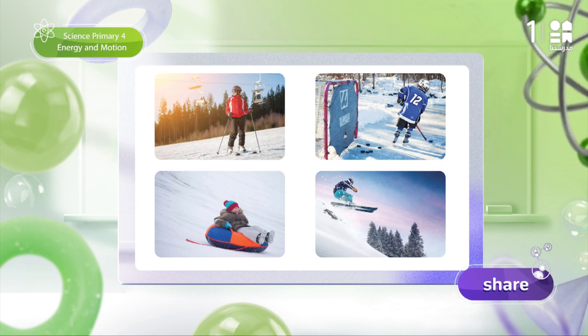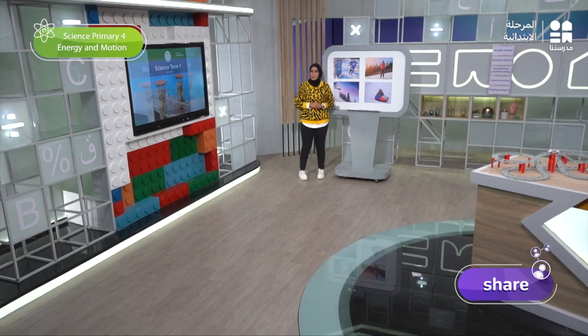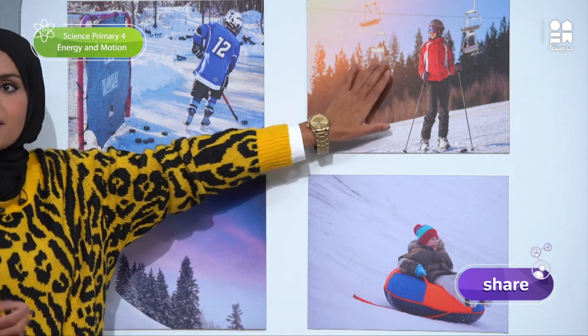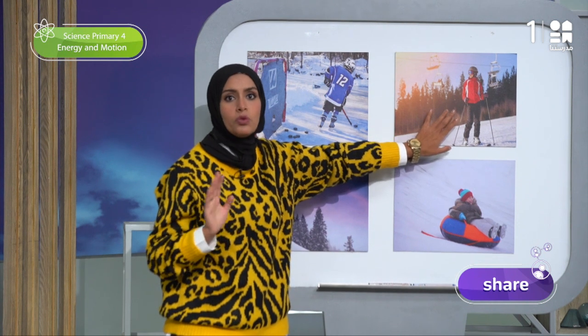I prepared the pictures here for you. Let's look at the pictures one by one. The picture in which the ice skater stands has potential energy. Here, the ice skater stands, so it has potential energy because he didn't move.